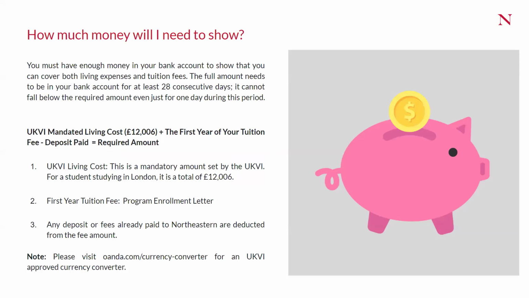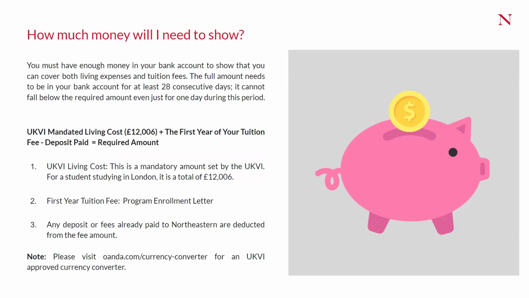How much money will I need to show? You must have enough money in your bank account to show that you can cover both living expenses and tuition fees. The full amount needs to be held in your bank account for at least 28 consecutive days. It cannot fall below the required amount, even just for one day during this period.